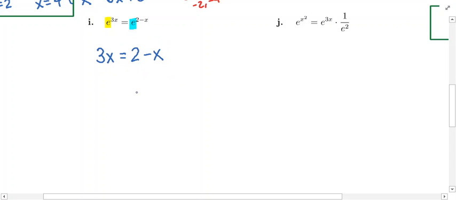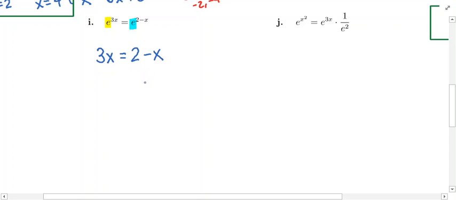This is no longer exponential. The x is out of the power. If we scan this, the highest power of x is 1, so this is a linear equation. We just need to isolate x to solve.